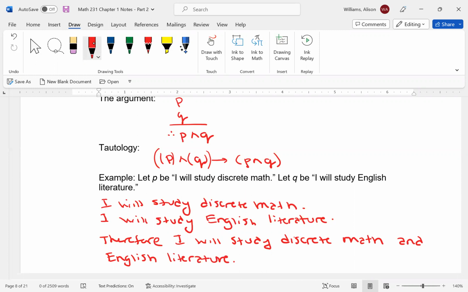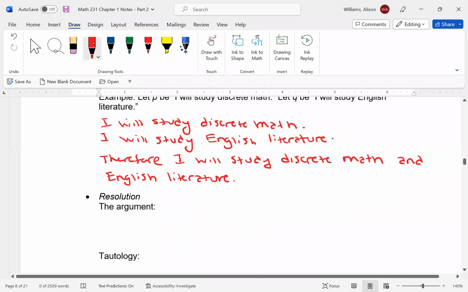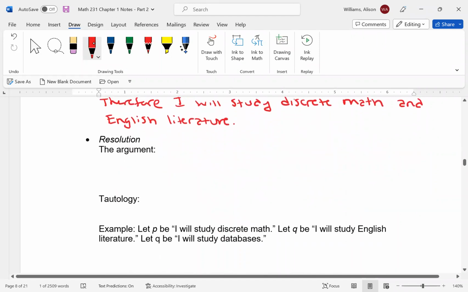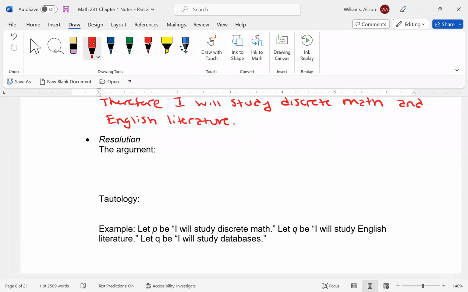All right. And one more, resolution. So resolution looks like this. Resolution says we start with the argument with two or statements, not P or R, and P or Q. So we can conclude that Q or R is going to happen.